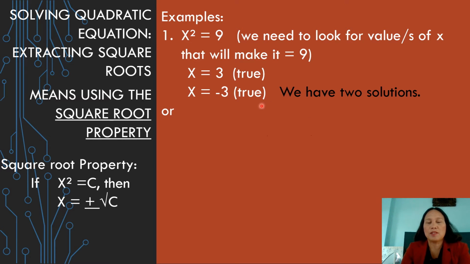Now, that is by just simply thinking about the value that we can substitute to x. Or applying now the square root property, we have the square root of x squared is equal to the square root of 9, and that is now x is equal to positive and negative square root of 9. What is the square root of 9? It is 3. So we extract the square root here, and it should be positive and negative. Okay, so let's have another one.